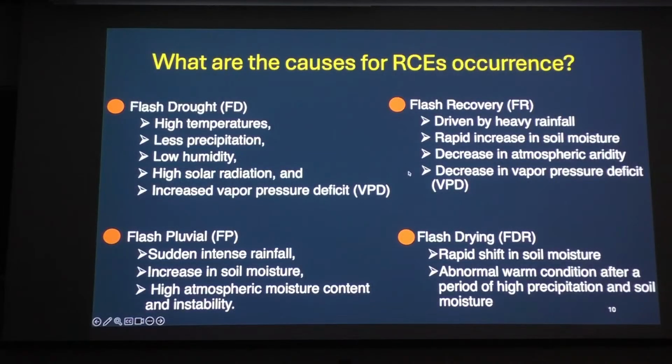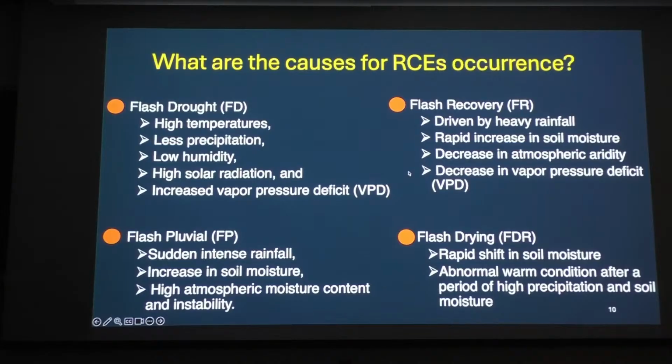What are the causes of rapid change event occurrence? Flash drought has been accompanied by high temperature, less precipitation, low humidity, and high solar radiation, resulting in an increase of vapor diffusivity. Its counterpart, flash recovery, is driven by heavy precipitation, rapid increase in soil moisture, and decrease in atmospheric aridity, and as a result, there is a decrease of vapor diffusivity.